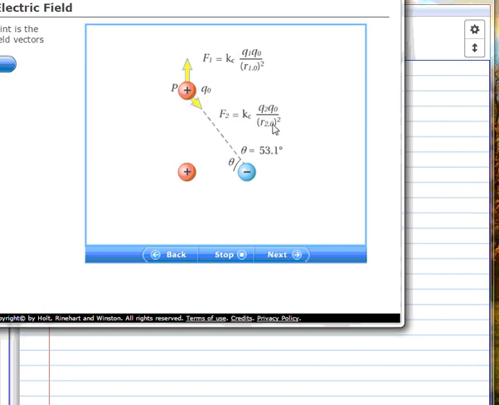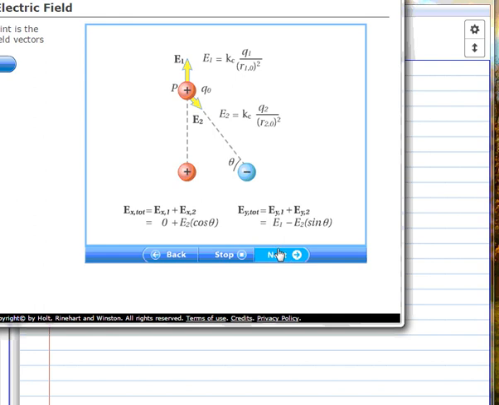Since Q2 is negative, the force it exerts on Q0 is attractive. The strength of the electric field at point P produced by Q1 is the force divided by the charge Q0. The strength of the electric field produced by Q2 is found by an identical procedure. So there's that formula we just saw: Coulomb's constant, the charge that's producing it, divided by the distance squared between them. The forces on the test charge have been replaced by electric fields at a point in space.